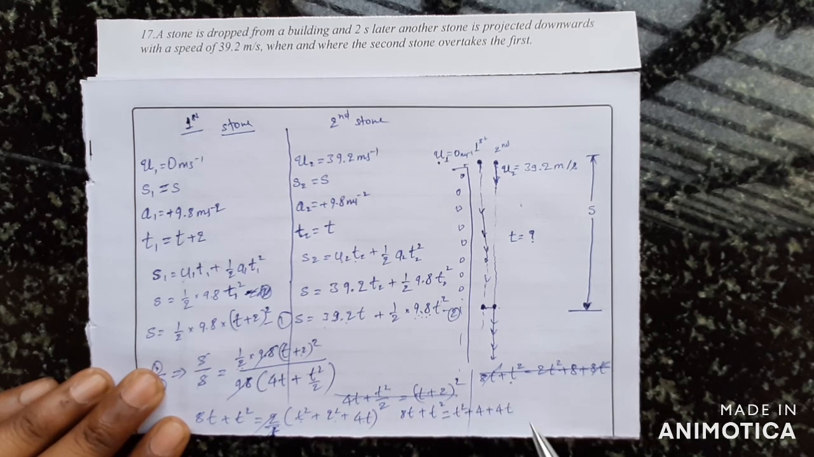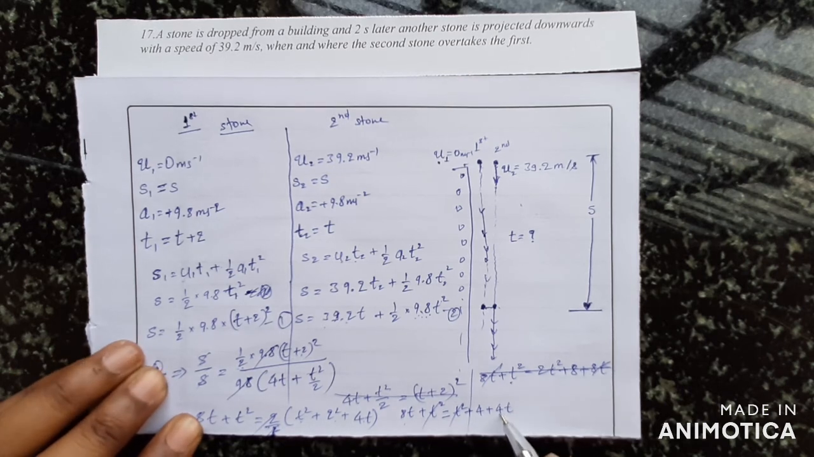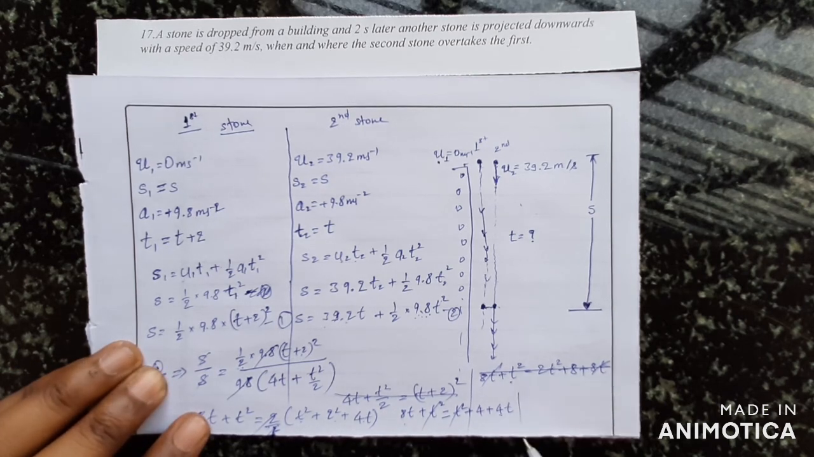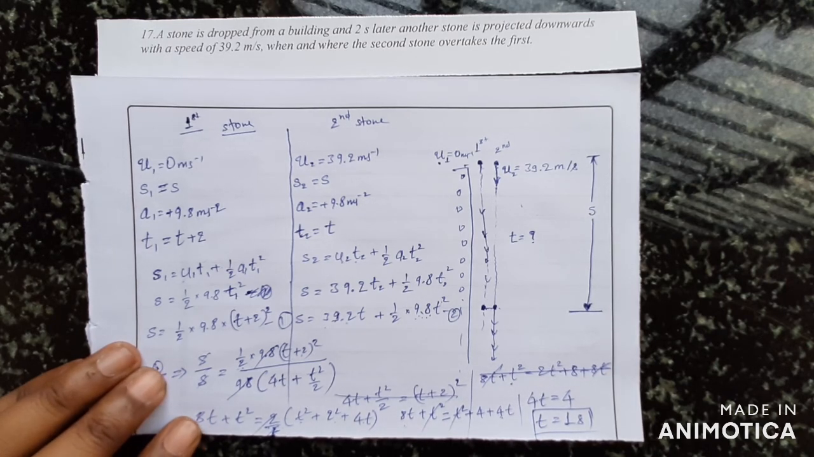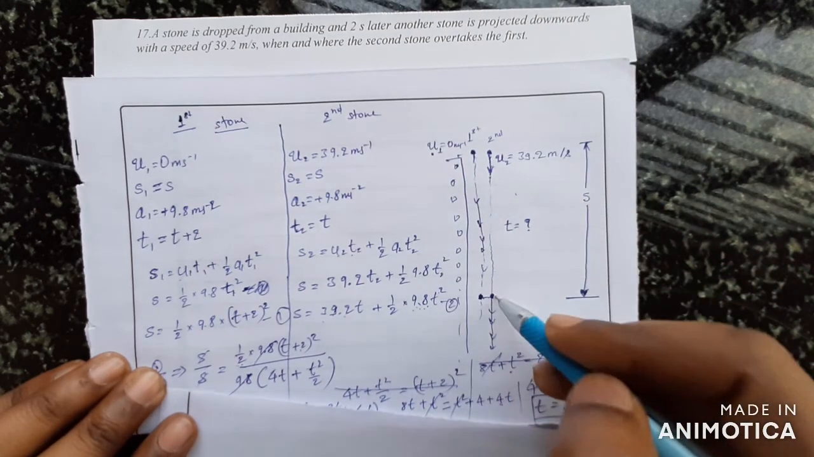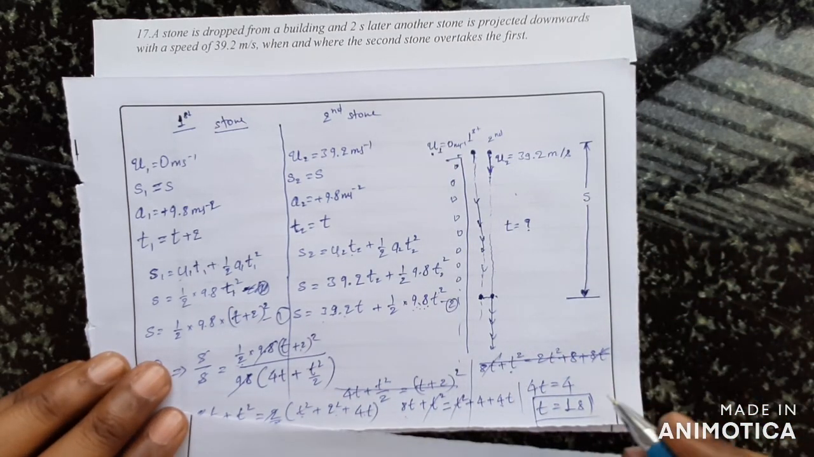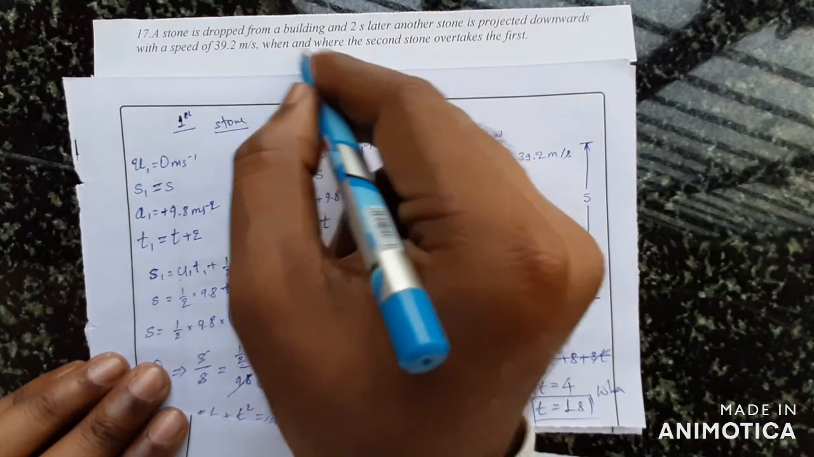So now t squared will get cancelled, and here we have 8t, here we have 4t. When we bring it back, it is going to be 8 minus 4 is 4t is equal to 4. So t is equal to 1 second. What is this t? T is the time taken by the second stone to reach this point. So we got one answer for the question of when.